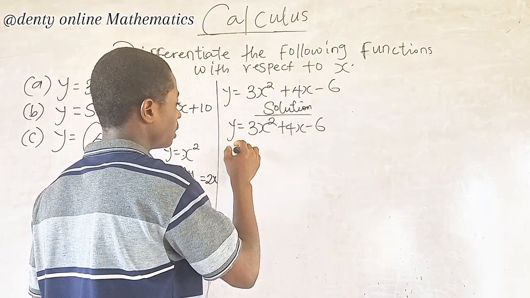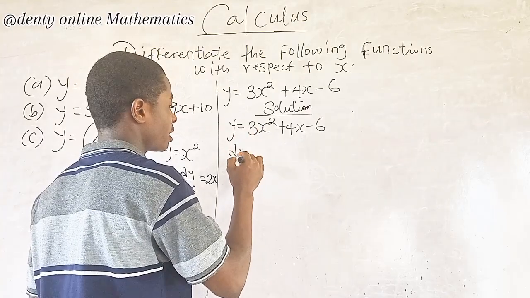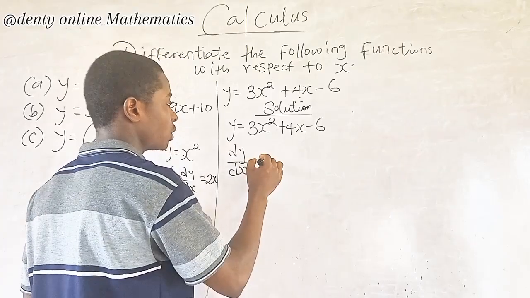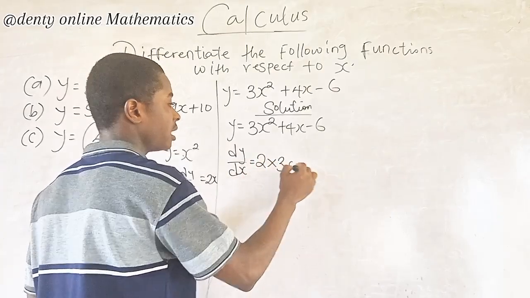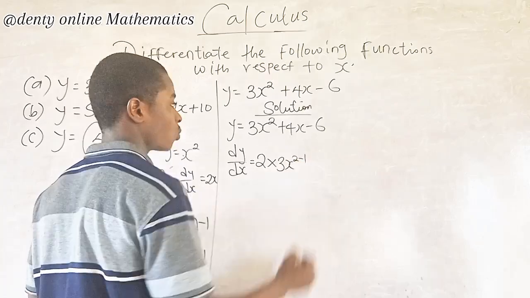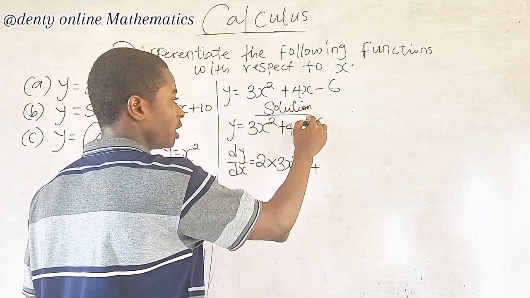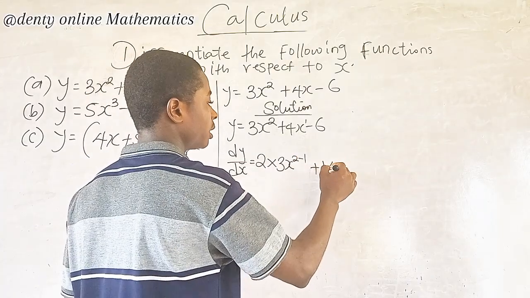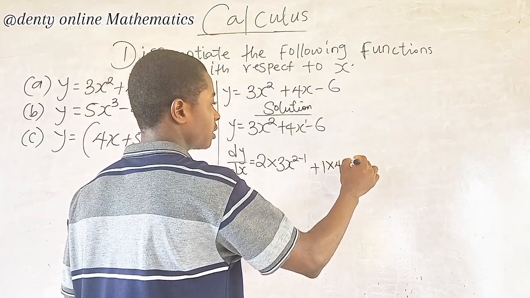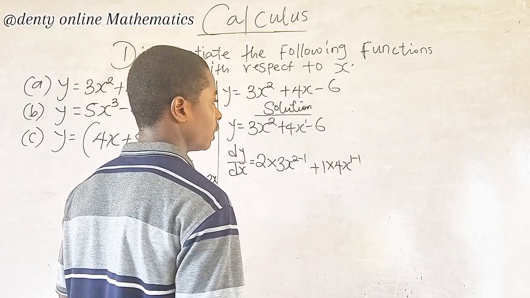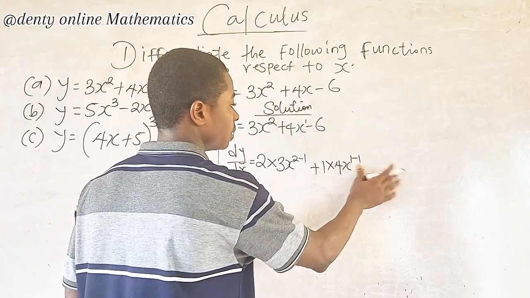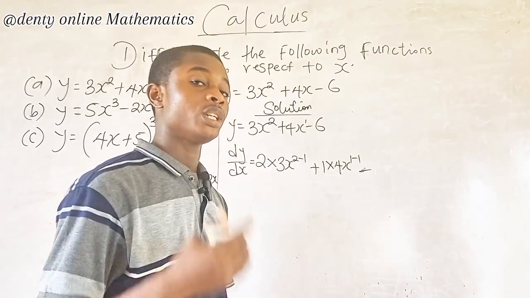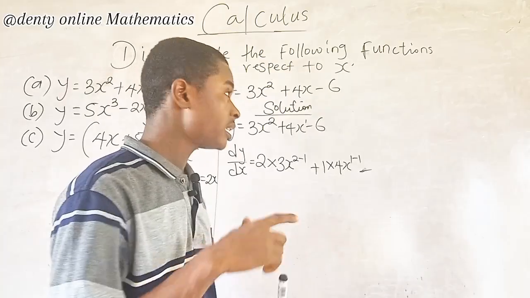Now we know that our dy over dx will be equal to this power we multiply the base, just as we have said. So we'll have 2 times 3x raised to the power of 2 minus 1 plus, here is the power of 1 at the top there. So this will give us 1 times 4x raised to the power of 1 minus 1. You get minus, now the derivative of a constant is 0. The derivative of a constant is 0.